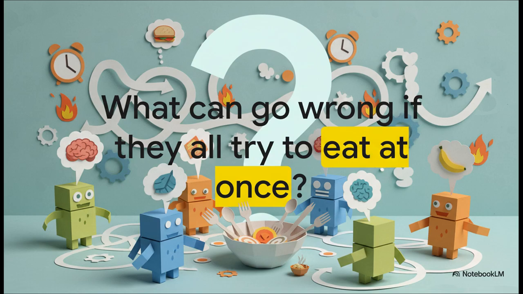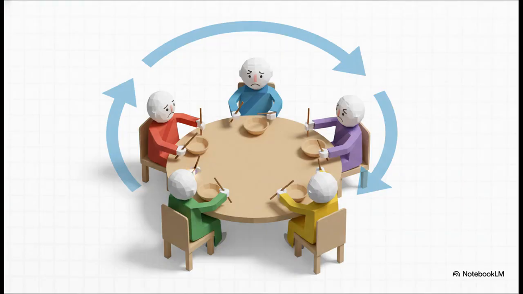But what do you think happens if all 5 of them get hungry at the exact same time, and they all try to do the same thing to start eating. What's the worst that could happen? Here's the disastrous scenario. Imagine every single philosopher decides to pick up the chopstick to their left, all at the exact same moment. So now every philosopher is holding one chopstick.